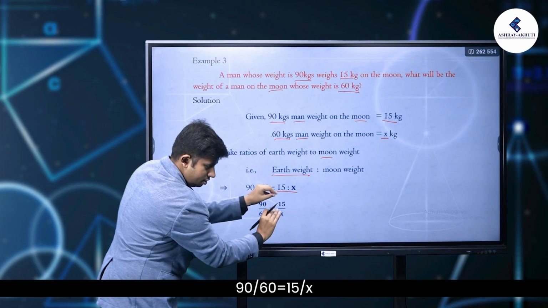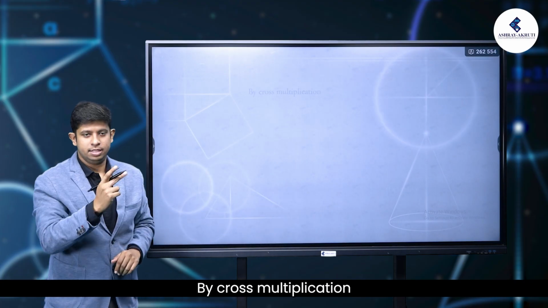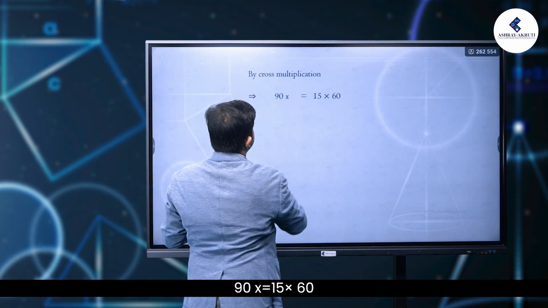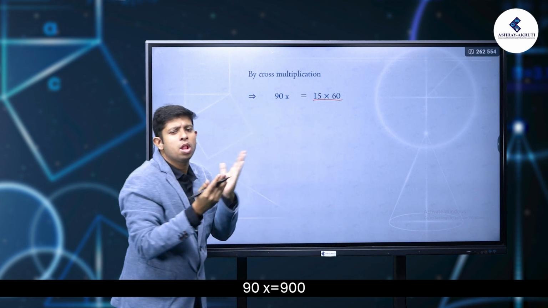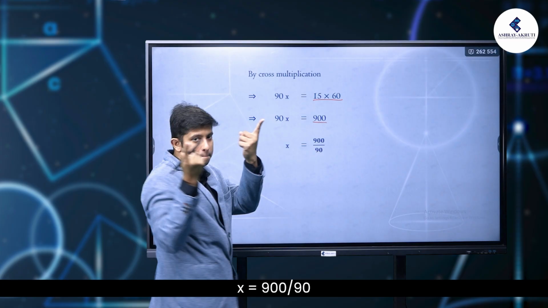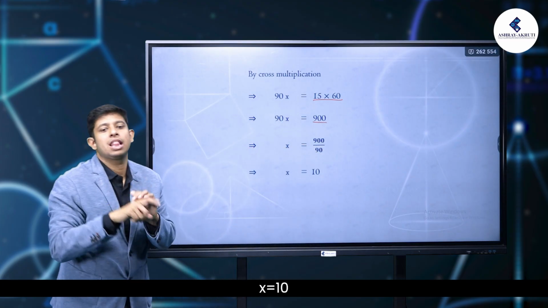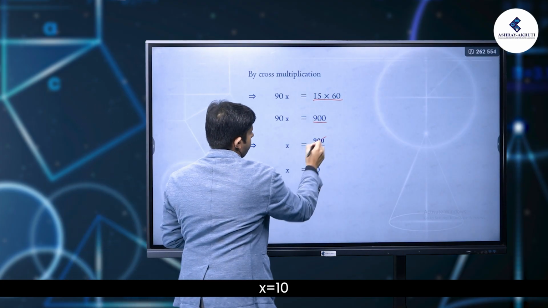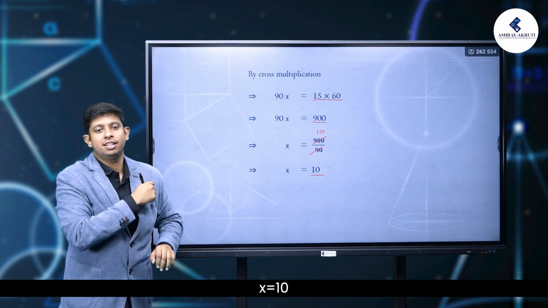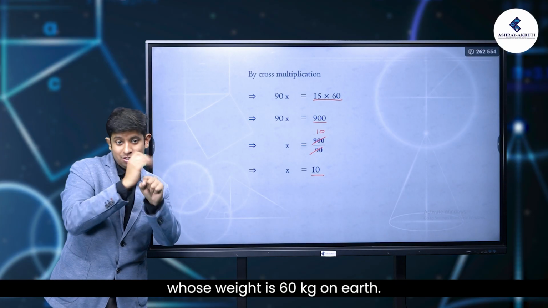90 by 60 equals 15 by x. By cross multiplication, 90x is equal to 15 into 60. 90x equals 900. x equals 900 by 90. x equals 10. Therefore, 10 kg will be the weight of a man on the moon whose weight is 60 kg on Earth.